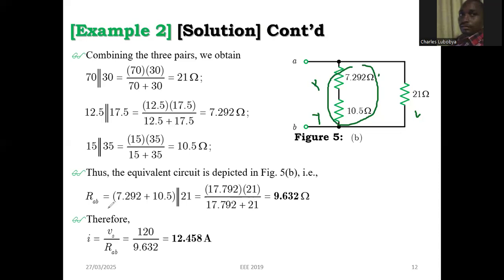So in the end, you have a scenario like this: 7.292 in series with 10.5, but in parallel with 21, to arrive at 9.632 ohm. Therefore, you can now calculate the current using Ohm's law, which is given by supply voltage divided by the equivalent resistance, and that's 120 divided by the resistor you've gotten there to arrive at 12.458 amps.